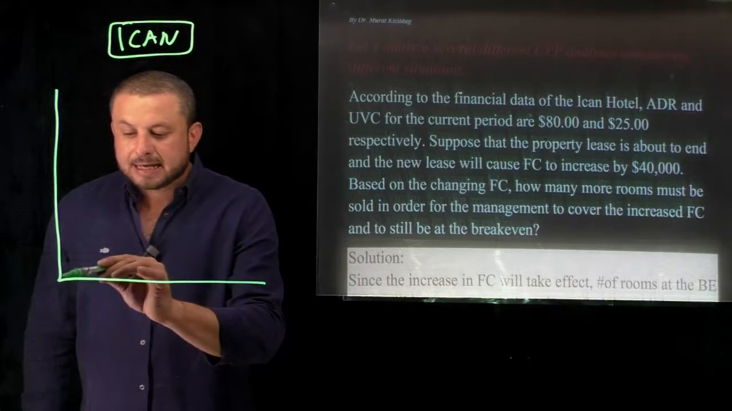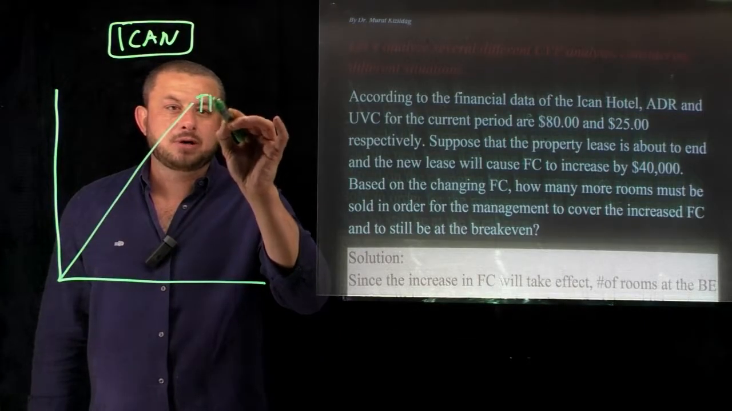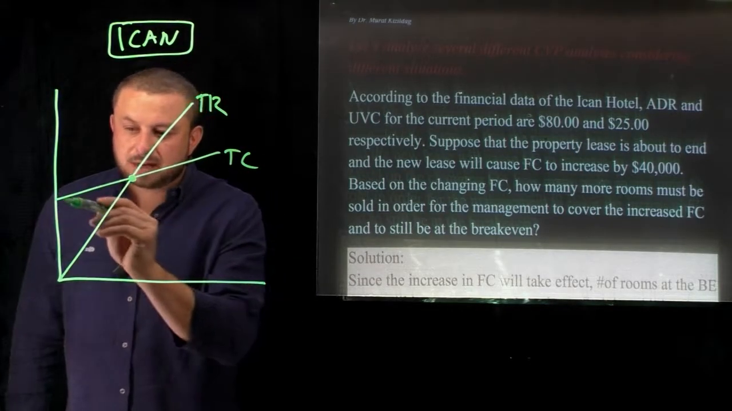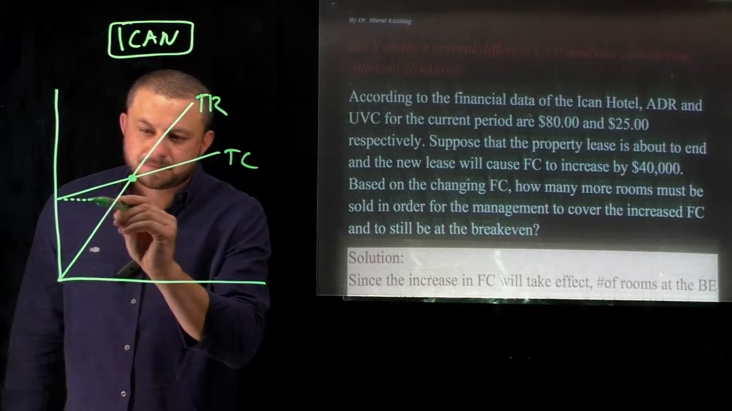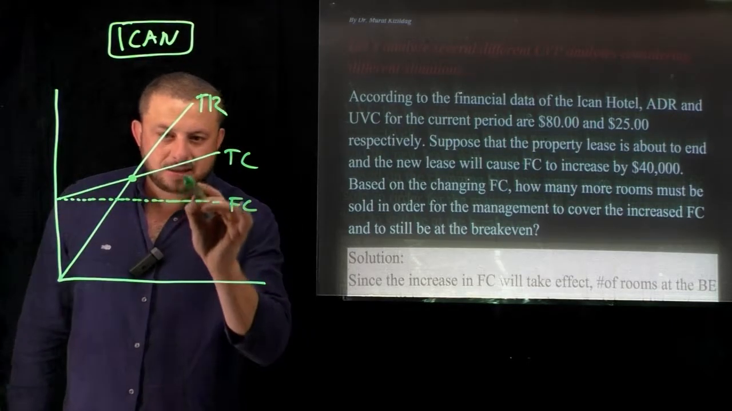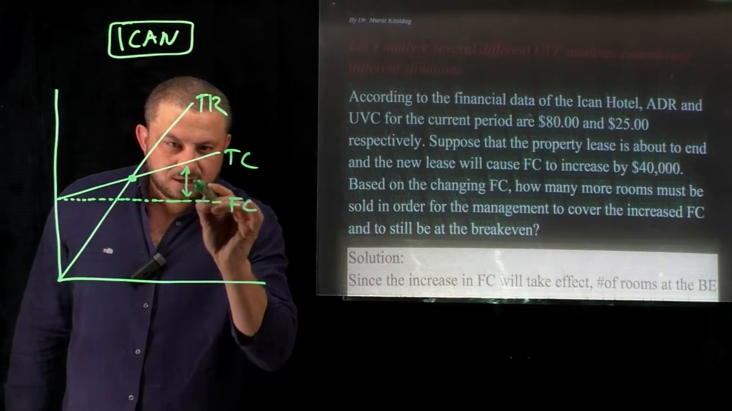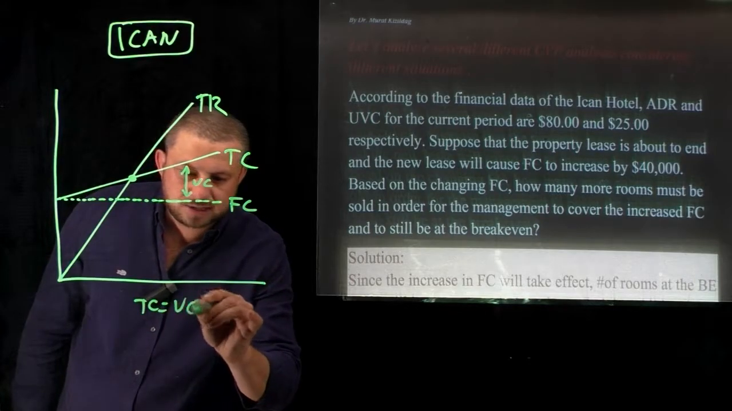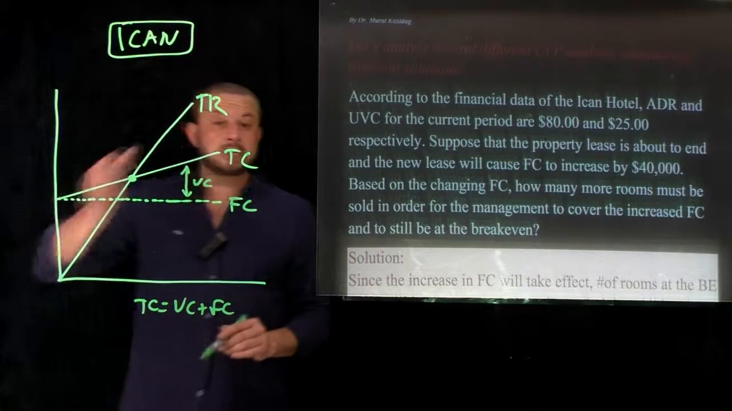So remember, this was our graph, correct? TC right here. And remember, there was a hidden line over here, and that was the fixed cost, horizontal line. And the difference between TC and the VC is the variable cost, because we know TC is equal to VC plus FC. We know this from the second chapter.